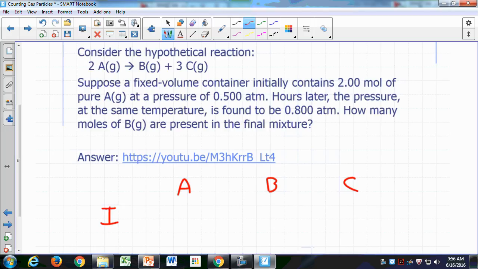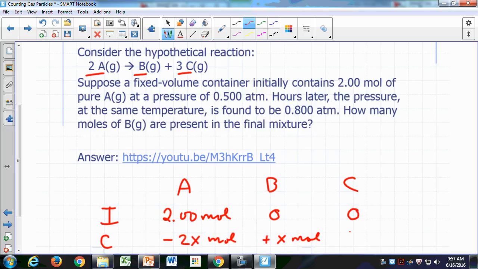The initial number of moles of A is 2, and no moles of B at first, initially no moles of C. Your changes would be, according to the balanced equation, you lose 2x moles of A, you're going to make x moles of B, and you're going to make 3x moles of C.